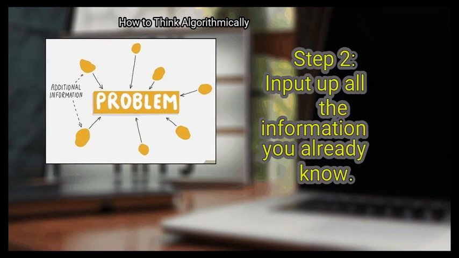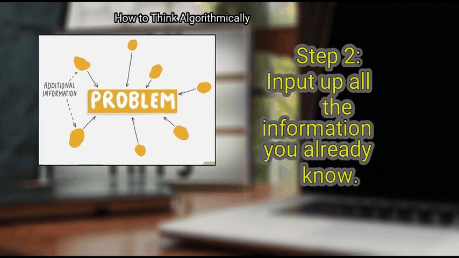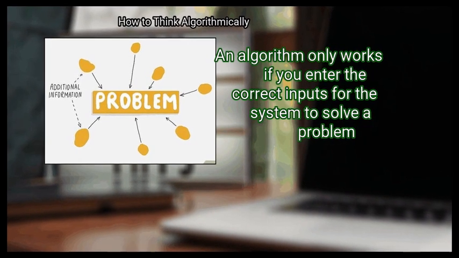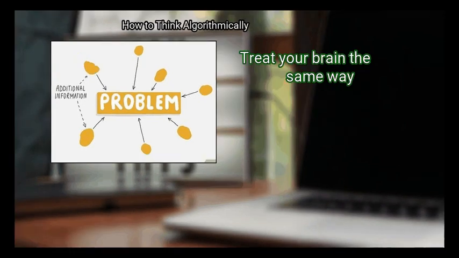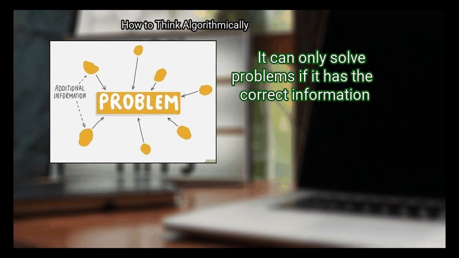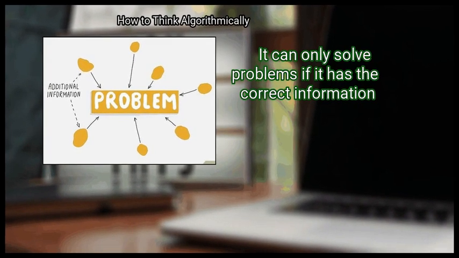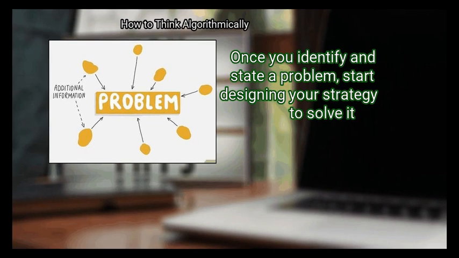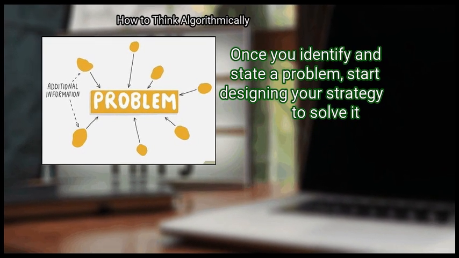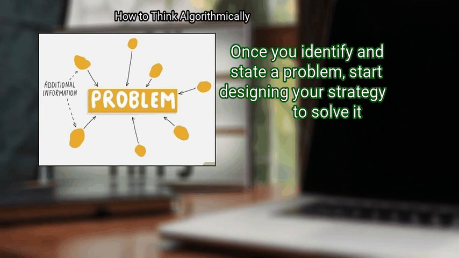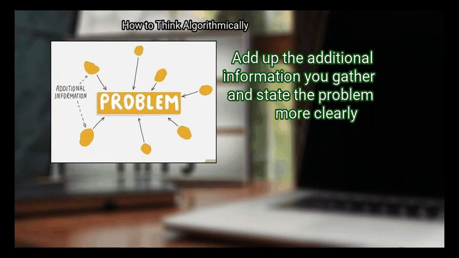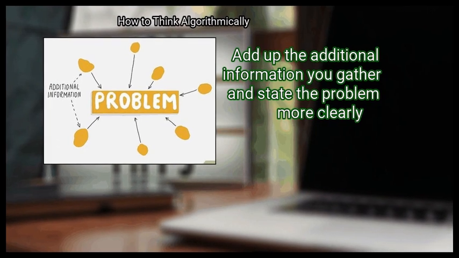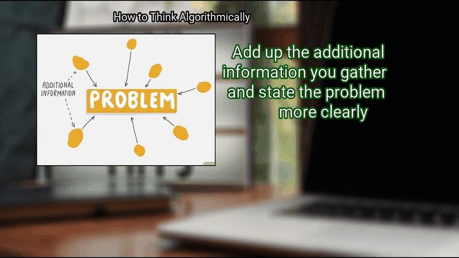Step 2. Input all the information you already know. An algorithm only works if you enter the correct inputs for the system to solve a problem. Treat your brain the same way. It can only solve problems if it has the correct information. Once you identify and state a problem, start designing your strategy to solve it. Observe the situation and learn more. Add up the additional information you gather and state the problem more clearly.